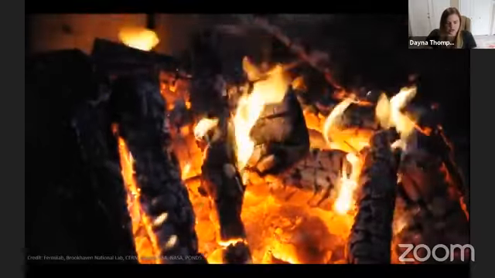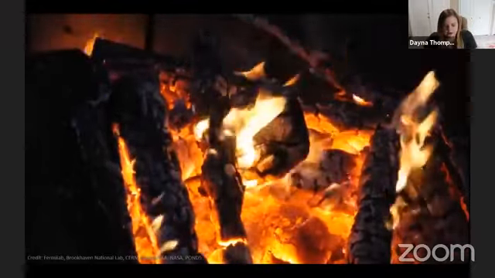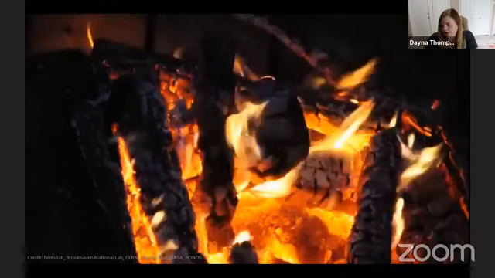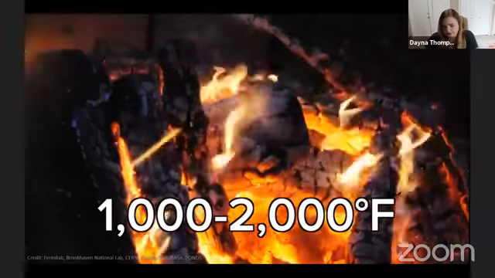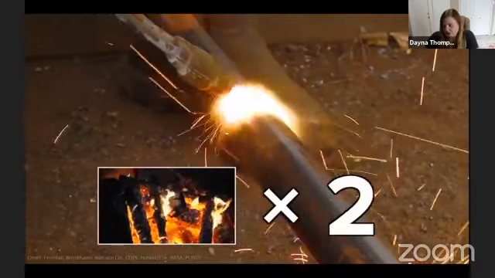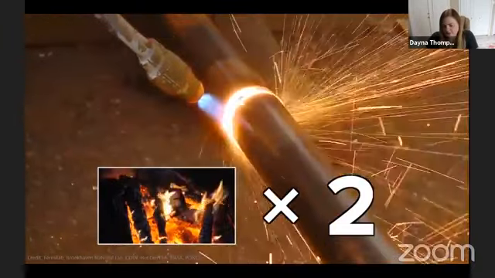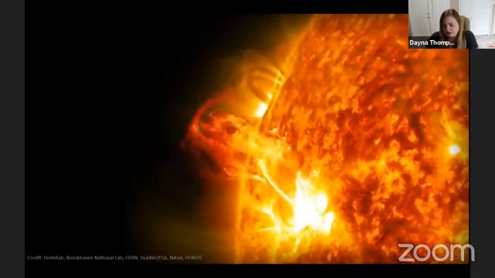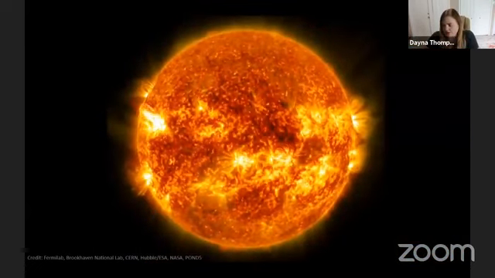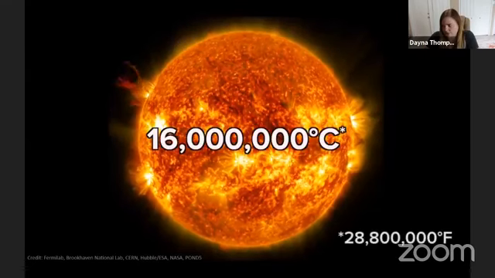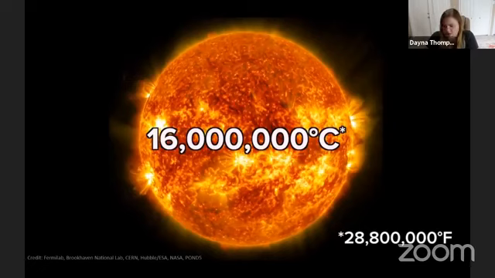So when you think of hot things, you might immediately think of fire here on Earth. And fire is about 1,000 to 2,000 degrees Fahrenheit. A blowtorch is even hotter, it's about 2 times hotter than that. And the surface of the sun is hotter than a blowtorch, it's about 2 times hotter than that. So thousands of degrees. And the center of the sun is even hotter than that, it's about 28 million degrees Fahrenheit. So the core of the sun is extremely hot and extremely dense.